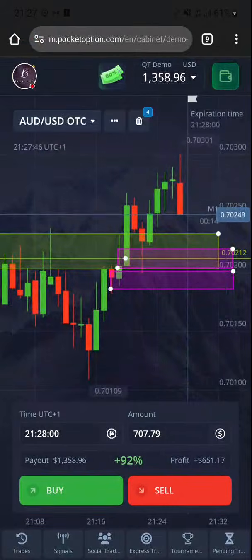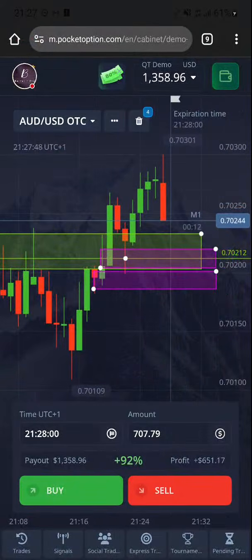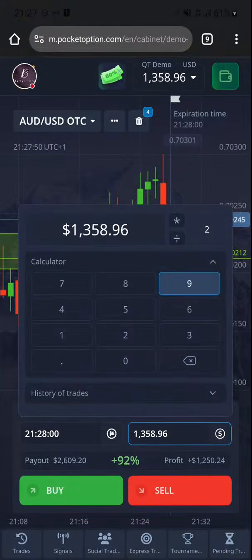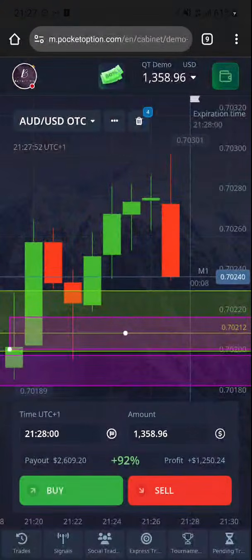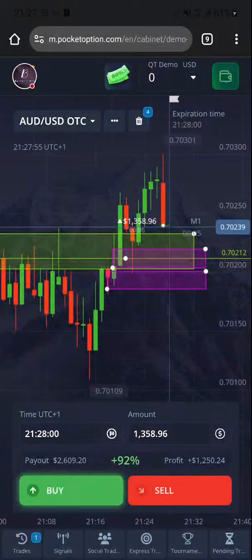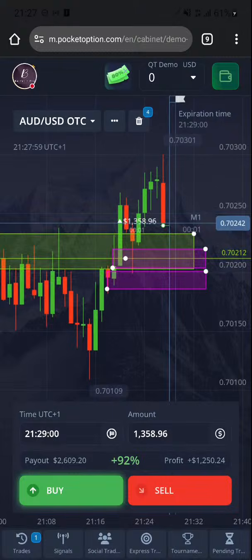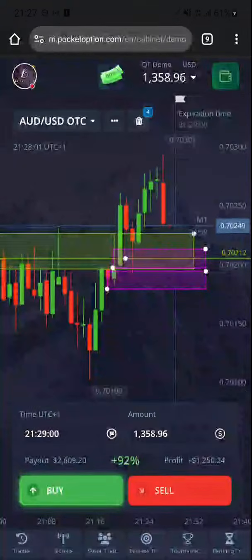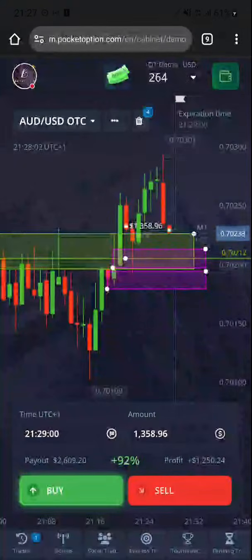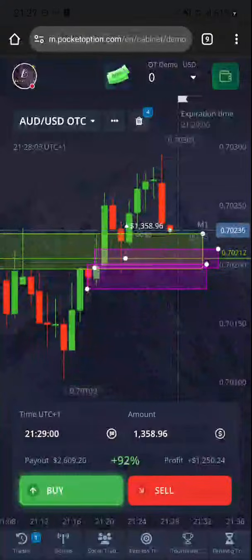Let's quickly run today's setup. While we're running the setup, I'll try to lose this balance so that we can start fresh. Oh my God. That was break even. Okay, fine.